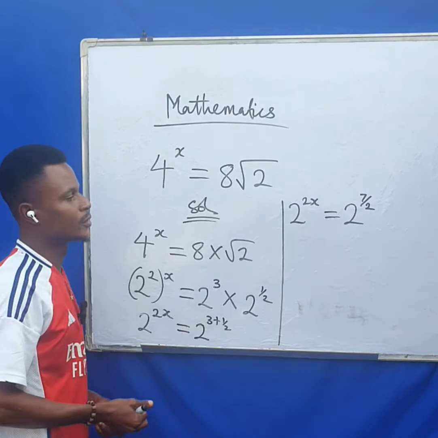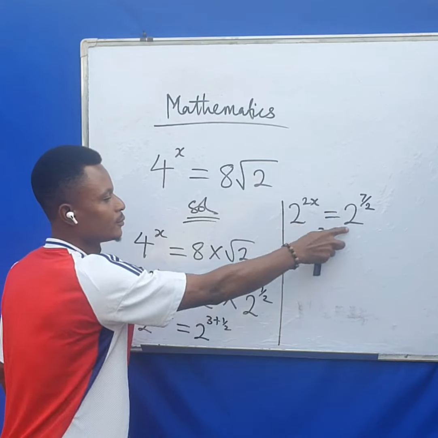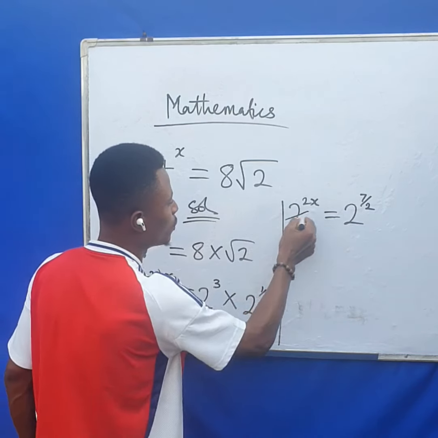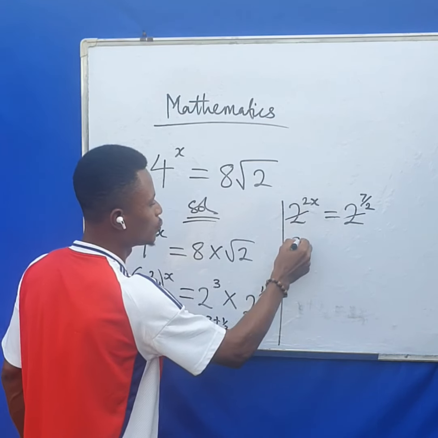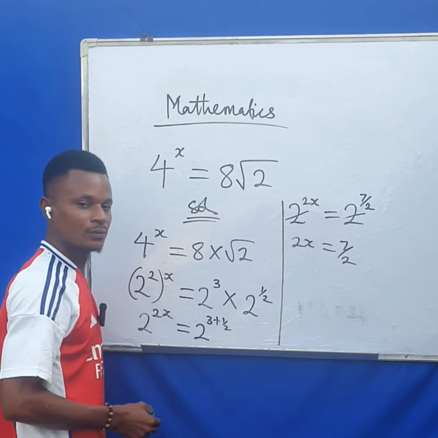After we have gotten this, now look at the two sides of the equation. You can see that the bases are the same. Because they are the same, they'll cancel. This one here will cancel this, and you're left with 2x equal to 7 over 2.